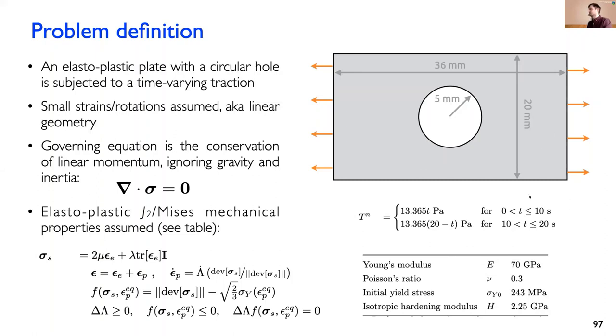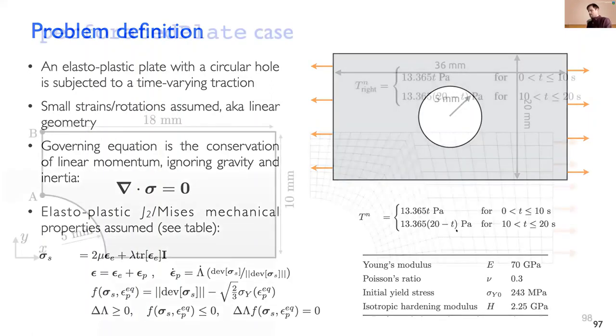On the boundary conditions, we're going to apply a time-varying traction. We're going to increase the traction up until 10 seconds and then decrease it back to 0 from 10 to 20 seconds. So we're going to pull it and then release it again to let it relax. We're going to apply a large enough traction to cause permanent deformation and then let it relax again, and then we'll see that we're left with residual stresses, even when we don't apply any external stresses.